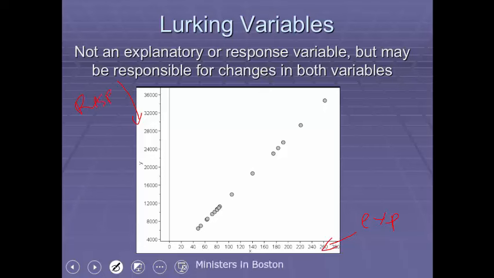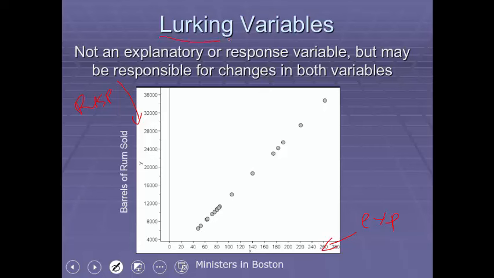So, for example, here's a situation where the number of ministers in Boston, as that's been increasing, so has the number of barrels of rum sold. So all of a sudden, we have what looks like a very, very strong relationship. But is it enough to say that there's some kind of causation where the ministers are causing the consumption of rum to increase at a pretty linear and pretty positive rate? Obviously, that's not the case.